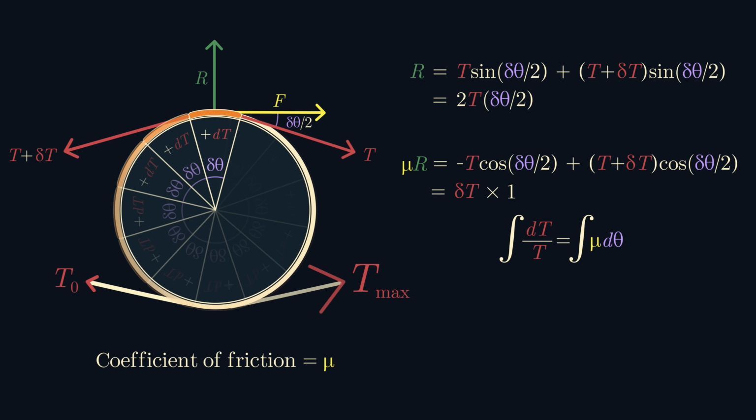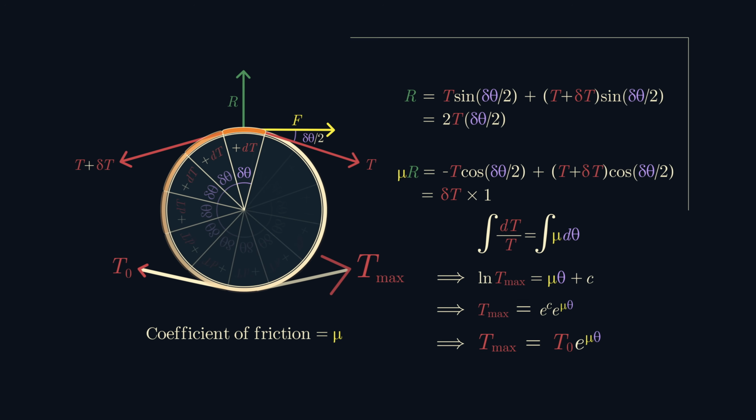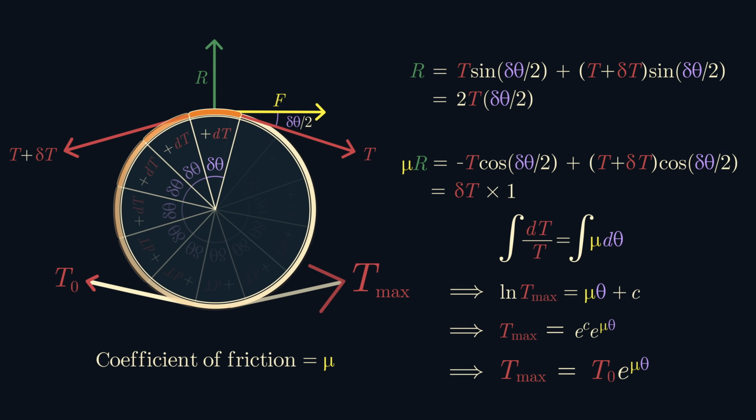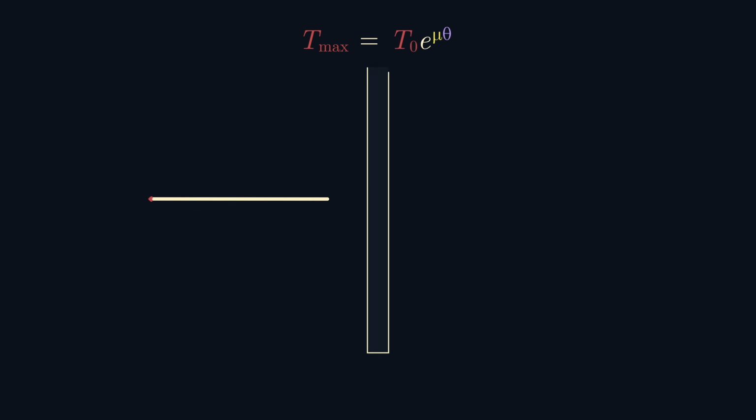The actual computation of the integral isn't important to this video. What's more important are the steps that we took to set up this integral in the first place. However, I'll show the details on screen now. After a bit of rearranging, we get that the maximum tension on the other side is exponentially larger than the inputted tension.